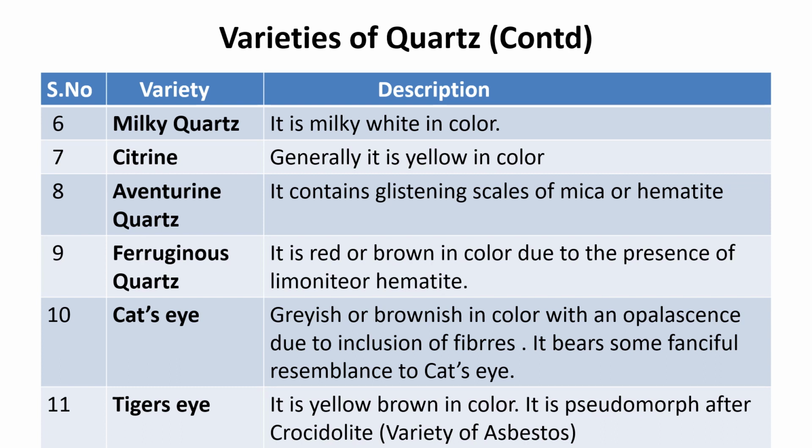Ferruginous quartzite is generally red or brown in color due to the presence of limonite or hematite. That's why the name itself indicates ferruginous quartzite: it contains iron. Then cat's eye is a variety of quartz. It's grayish or brownish in color, and it shows an opalescent structure, the opalescence phenomenon, due to the inclusion of fibers, and it bears some fanciful resemblance to a cat's eye. Tiger's eye is yellow-brown in color, and it's a pseudomorph after crocidolite. Crocidolite is a variety of asbestos.